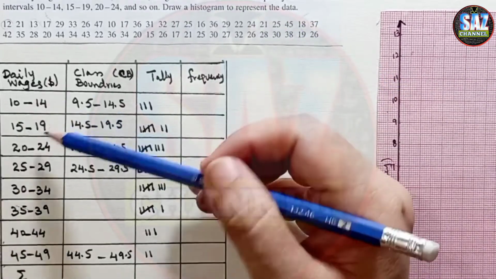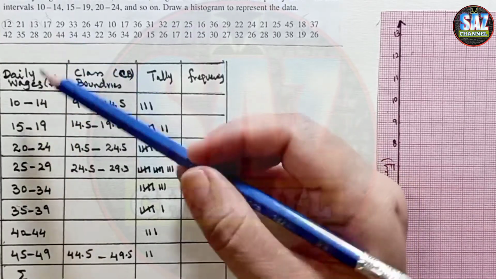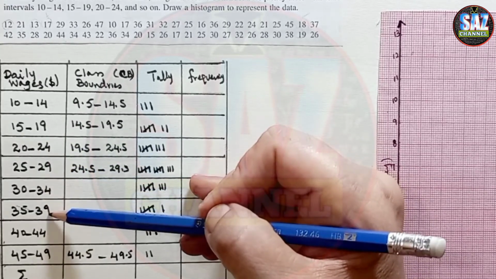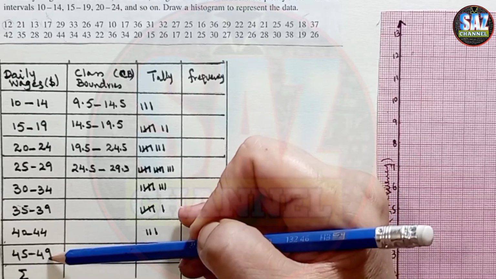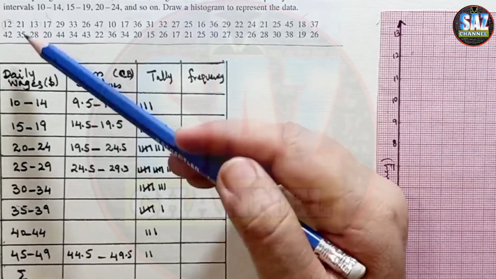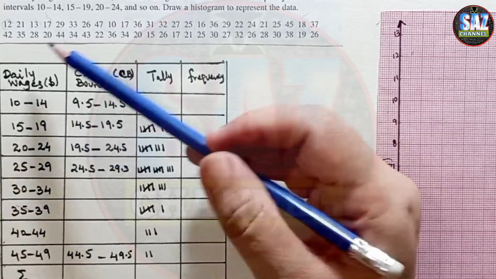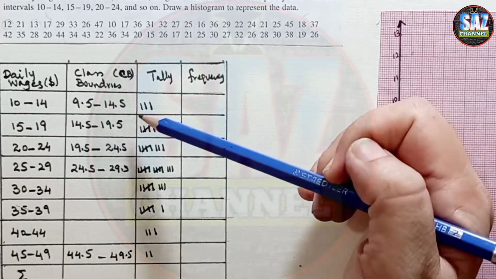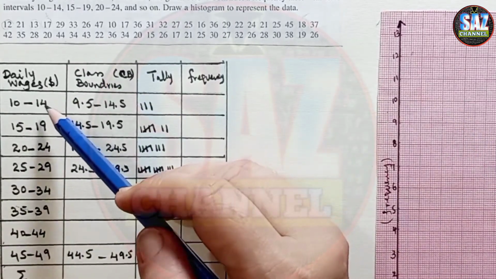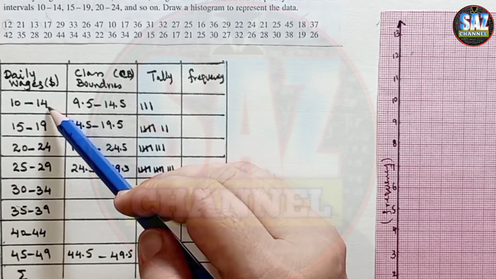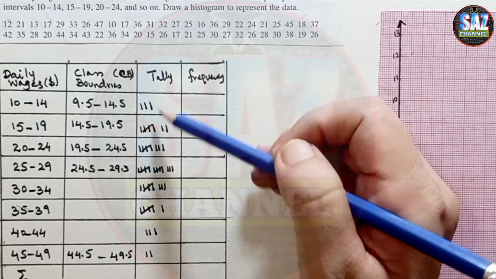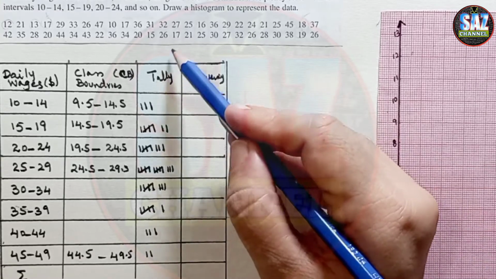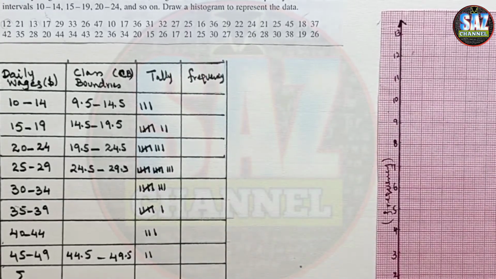So first of all, I have written the daily wages in the form of class intervals: 10 to 14, 15 to 19, 20 to 24, 25 to 29, 30 to 34, 35 to 39, 40 to 44, and 45 to 49. Then we know how to mark the tallies: we have to move in the data carefully and see how many numbers are coming for this class, keeping in mind that the numbers coming over here will be till 14. Some of the work I have already done for you, this time I have completed the tally table for you, and conversion of tallies into numbers is the frequency.